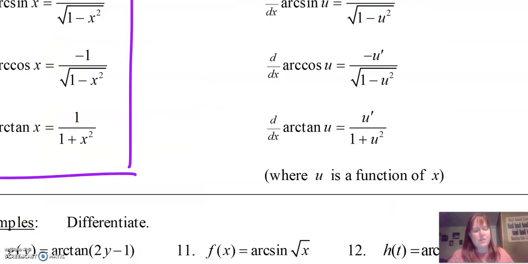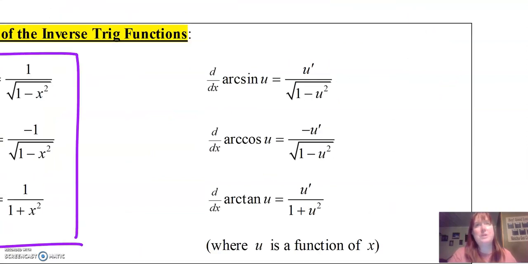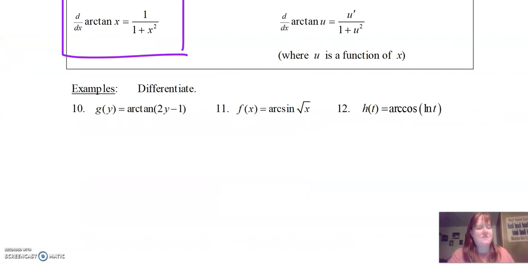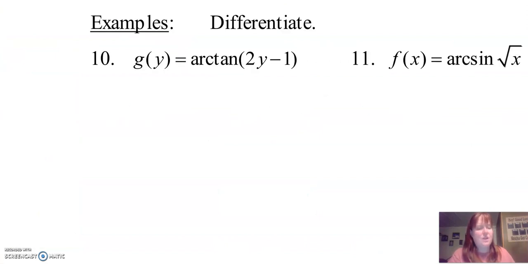Oh yeah, the stuff on the right, again, you can memorize this if you really wanted to, but really it's just the chain rule. So if you understand how to do the chain rule, you don't need to memorize this stuff. And I would suggest against trying to memorize every last little thing you need.